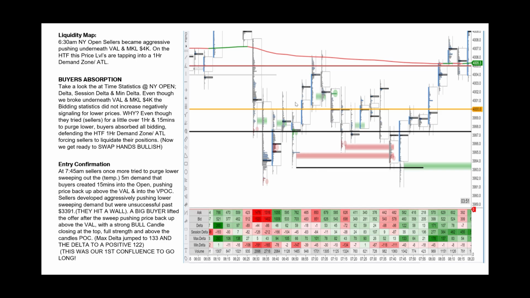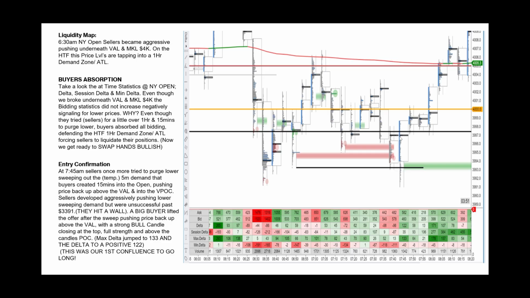It swept out this 5-minute demand. Okay. And then as you can see right here, a big buyer initiated around, I believe, the 993s. Around the 993s, a big buyer lifted the offer after the sweep, pushing price back up above the value area low with a strong bull candle closing at the top, full strength and above the candle's point of control.